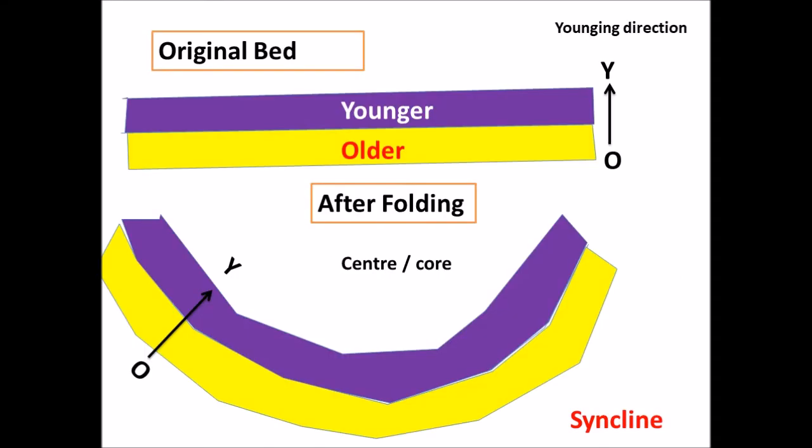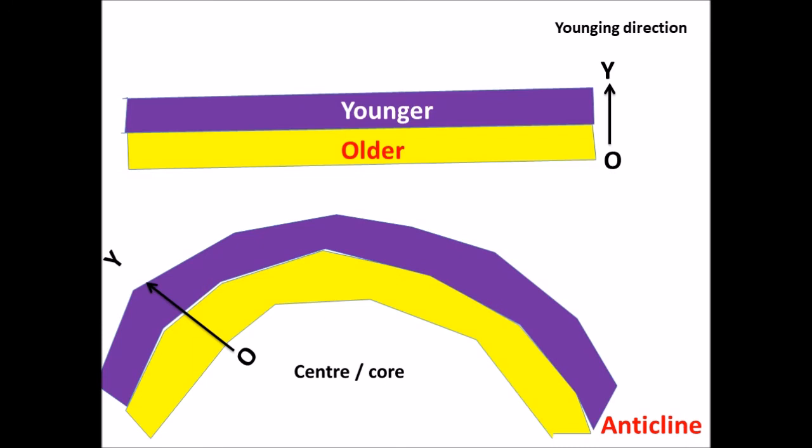Now we will consider the relative age of the strata. Let's start with the horizontal bed. Here O represents the older, Y represents the younger, and the arrow represents the younging direction. After the folding, if the younger rock is in the core, then it will form a syncline, and if the older rock is in the core, then it will form an anticline. So these are some examples.